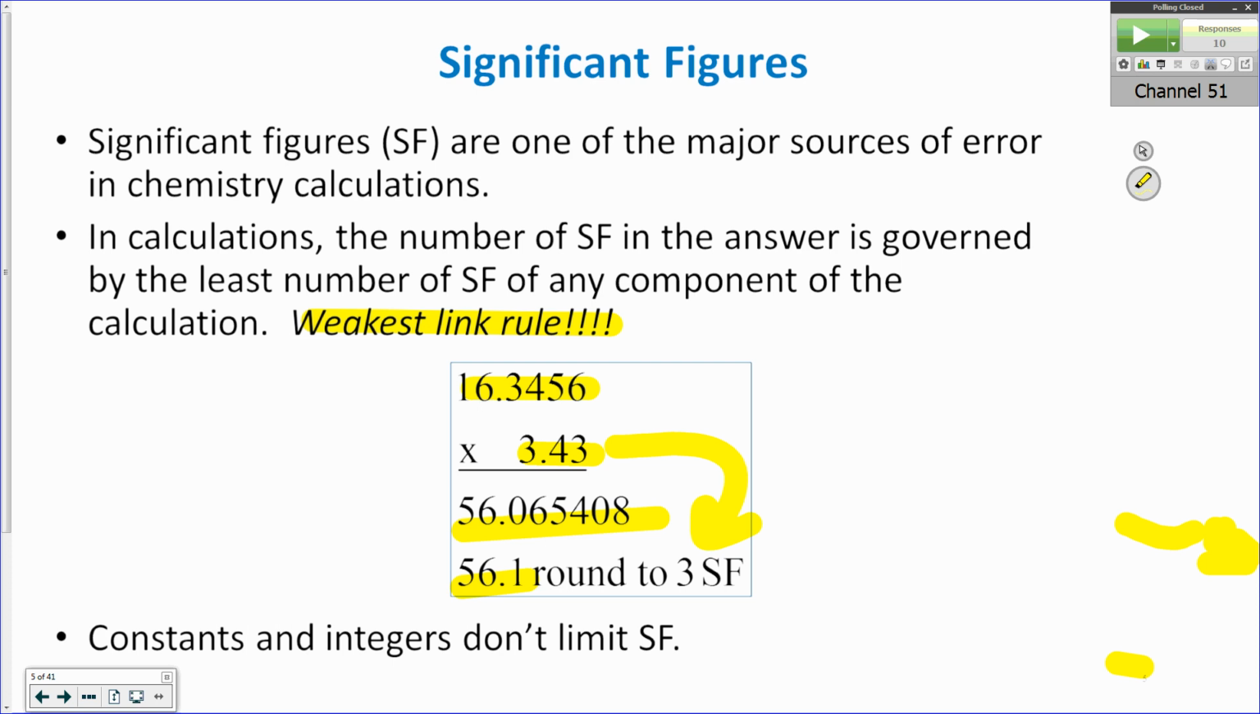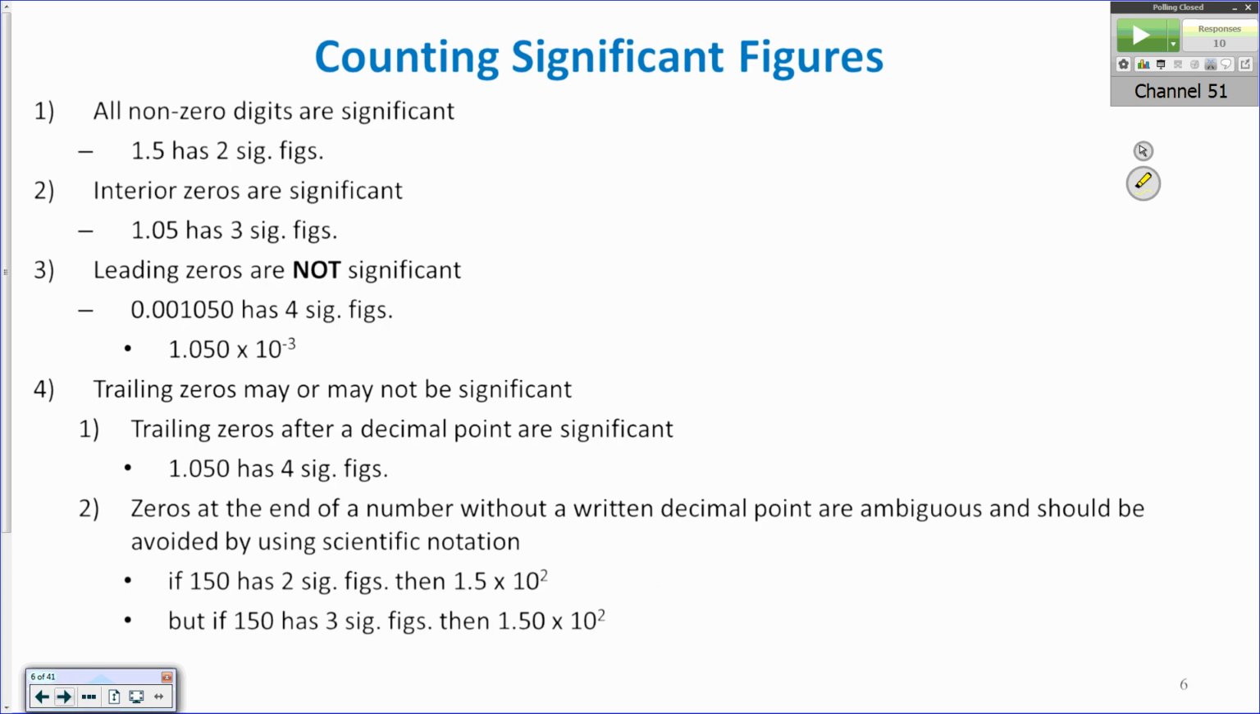Constants and integers are treated the same. So if there's a constant, we don't consider it limiting precision. Most commonly, we look at precision being limited by the data that's collected, whatever that data is. Okay? All of these things we should be comfortable with, so you should know what the significant digits are.